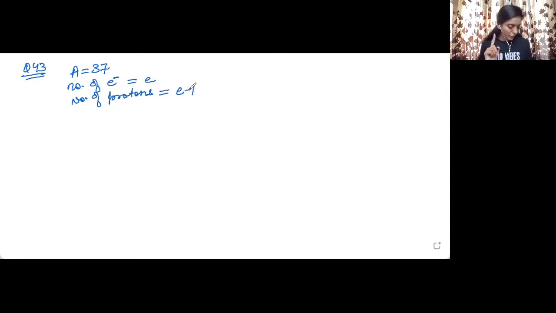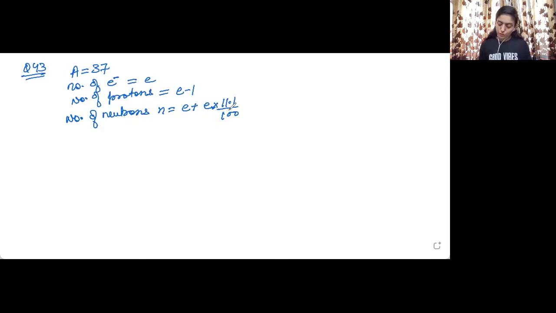Okay, so because it is having 1 negative charge. If the ion contains 11.1% more neutrons than electrons, find the symbol of the ion. So now we have been told that the number of neutrons, that is N, is equal to 11.1% more than the number of electrons. So it will be E plus E into 11.1 upon 100.